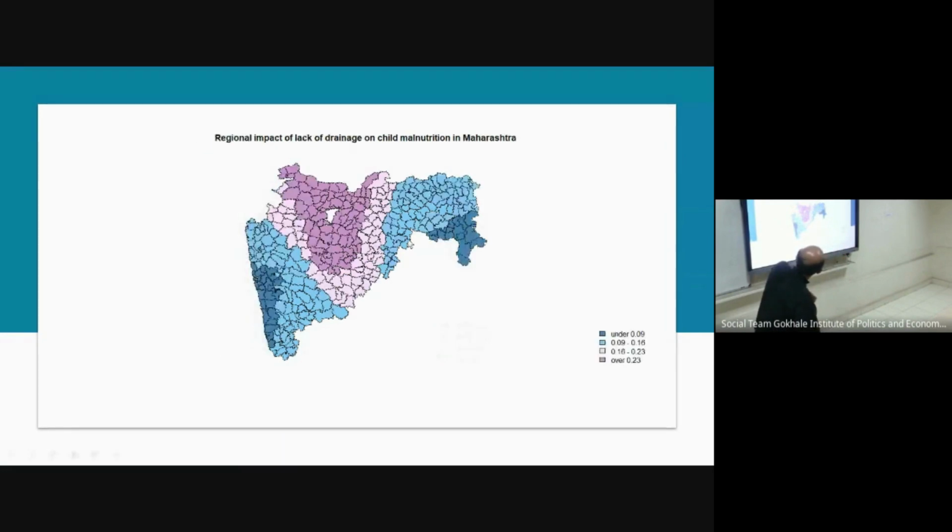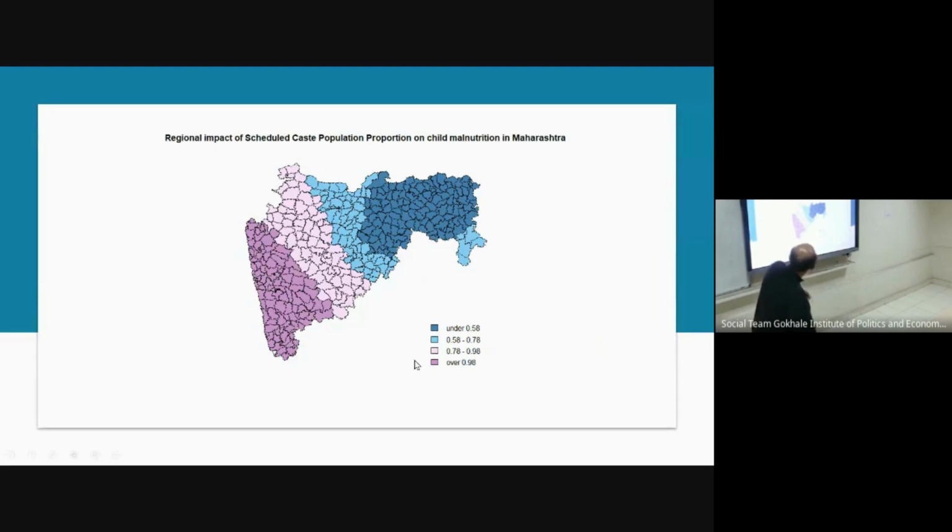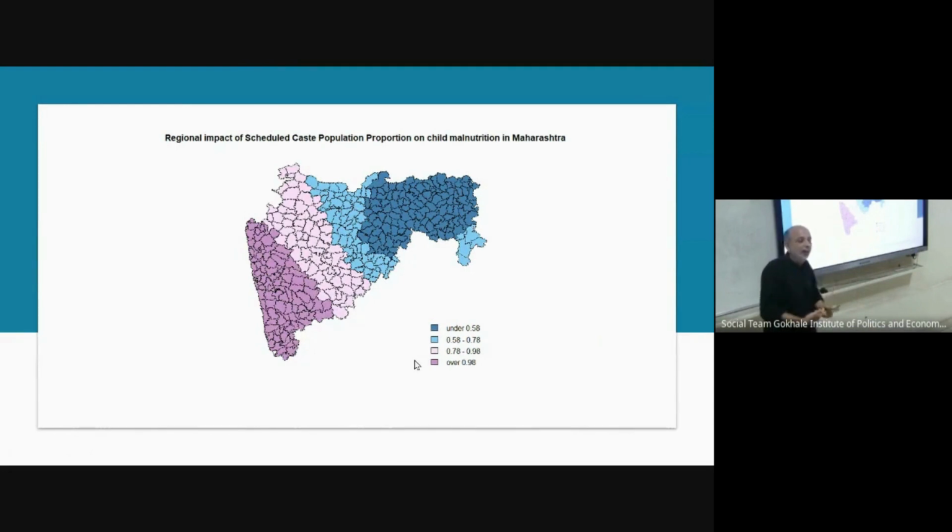Lack of drainage comes out as an important variable. If you have better, clean drainage, obviously that reduces infection. But again, the differences are across regions. Immunization also matters. Scheduled Tribe populations are strongly associated with malnutrition, and we know that. Same is true with Dalits. Especially in this part of Maharashtra, there is a larger association between the percentage of the population in the village and increased malnutrition. So malnutrition is not only a tribal problem; it's also a problem with Dalits.